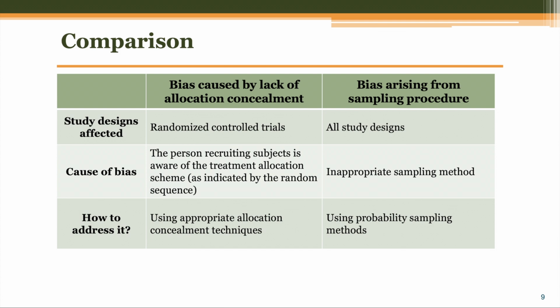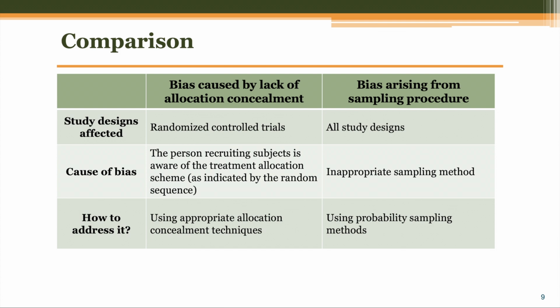Finally, how to address it. To reduce bias caused by lack of allocation concealment, use appropriate allocation concealment techniques. To address bias arising from sampling procedure, use probability sampling methods to ensure every member of the target population has a fair chance of being selected.